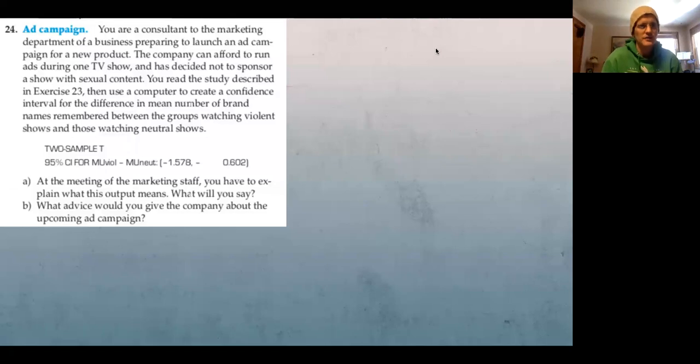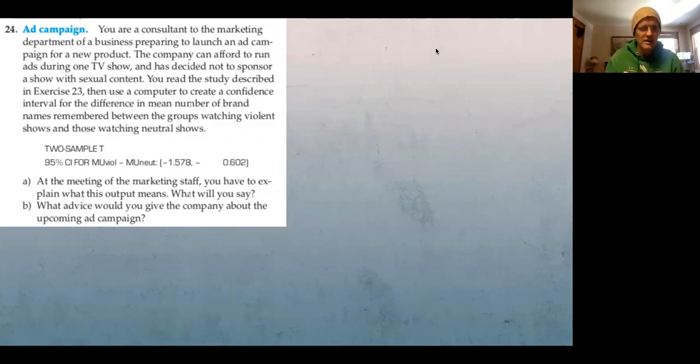Okay, so as you're finishing reading, this actually refers back to a previous question where they looked at 3 different things: the number of brands remembered while watching specific types of show, and they had it broken down into violent shows, neutral shows, and then shows with sexual content. So right here in the prompt, it already says we're just going to rule out sexual content. So basically, now the executives are deciding, should we run our ads during a violent show or a neutral show? And we're not doing any calculations on this.